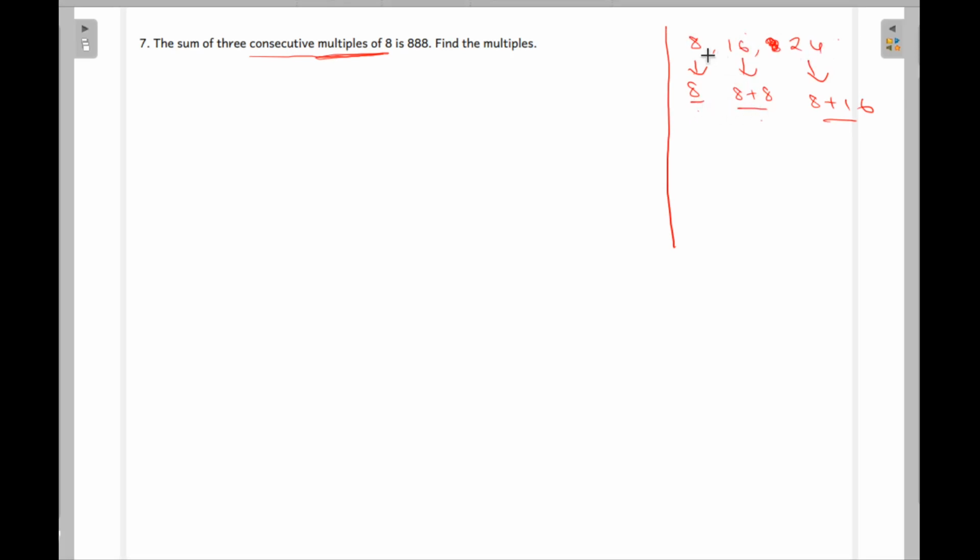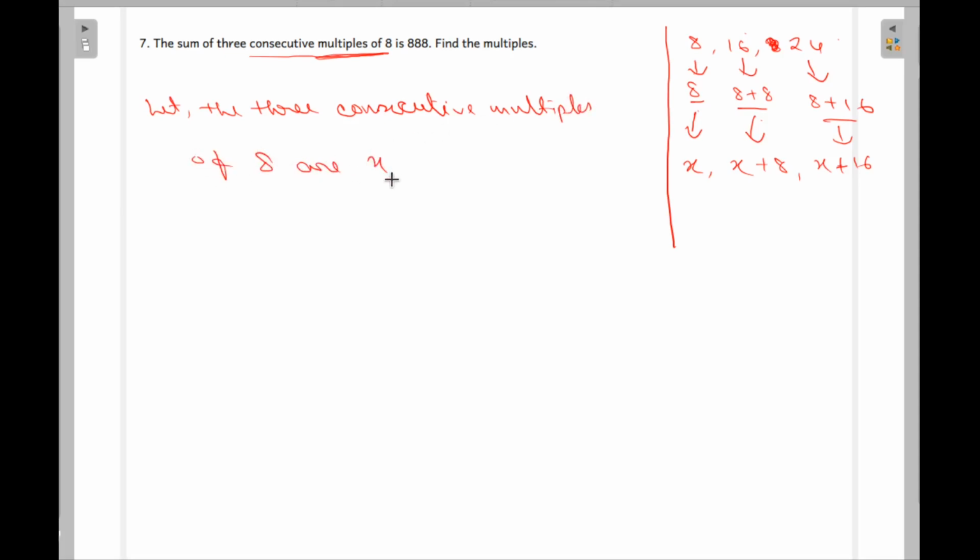Now we can express these 3 multiples like this. If we take the first multiple of 8 as x, then the next will be x plus 8 and the third will be x plus 16. These are 3 consecutive multiples of 8. Now let the 3 consecutive multiples of 8 be x, x plus 8, x plus 16.